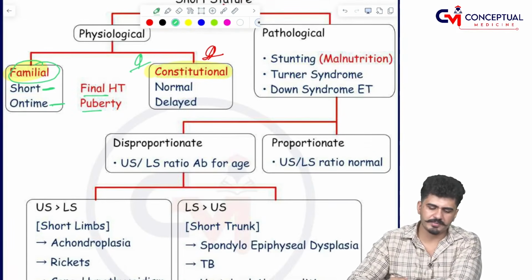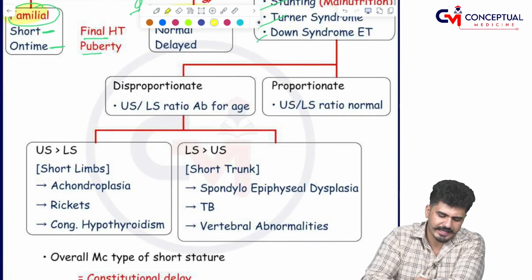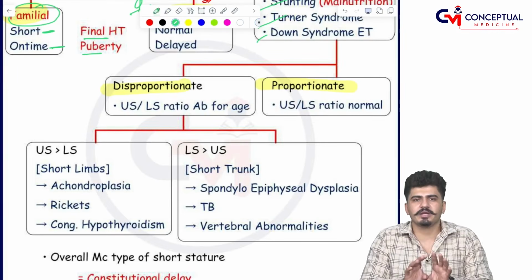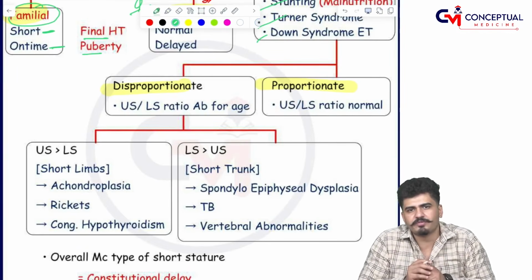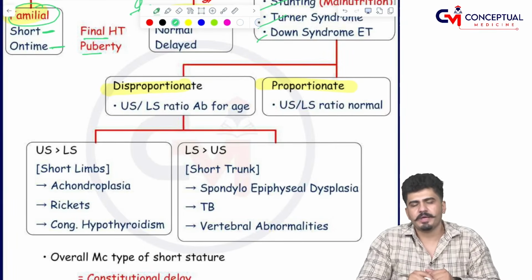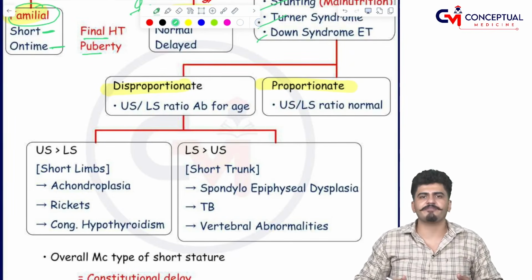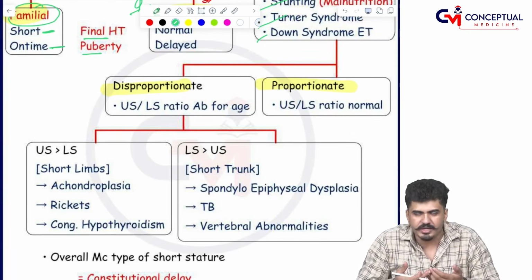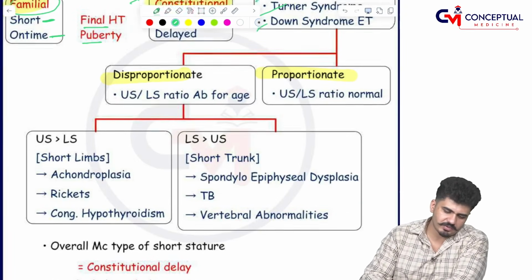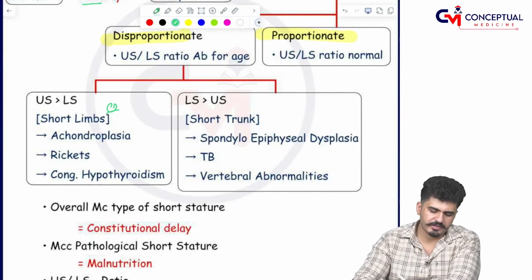Other than that, pathological means stunting, Turner syndrome, Down syndrome. Now we divide this into two, disproportionate and proportionate. What is disproportionate? Where upper segment, lower segment ratio is abnormal for the age, and proportionate means upper segment, lower segment ratio is normal. Now upper segment, lower segment ratio where it is abnormal, so there is a chances in half of the cases when upper segment is larger and there is a chances when lower segment is larger. So when upper segment ratio is larger, my dear friends, there is going to be the short limb. And lower segment, we are having short trunk.